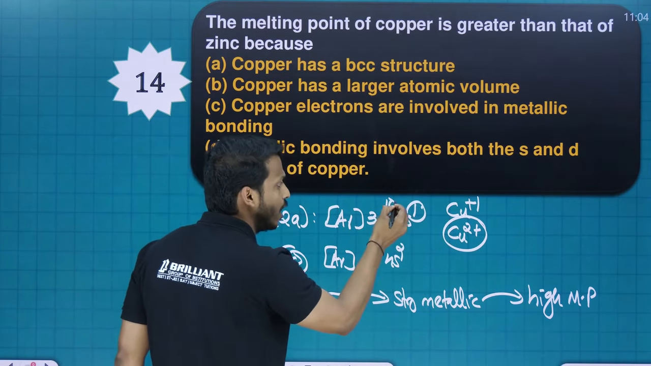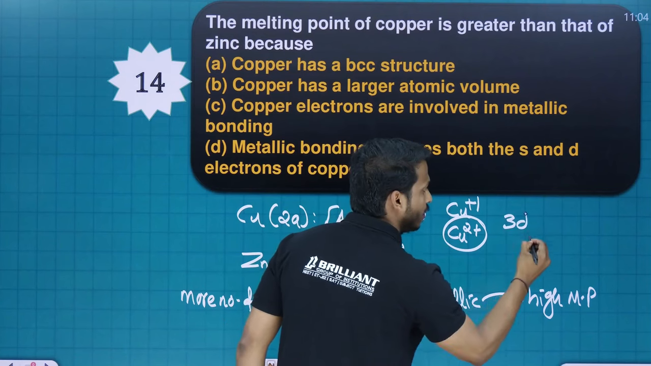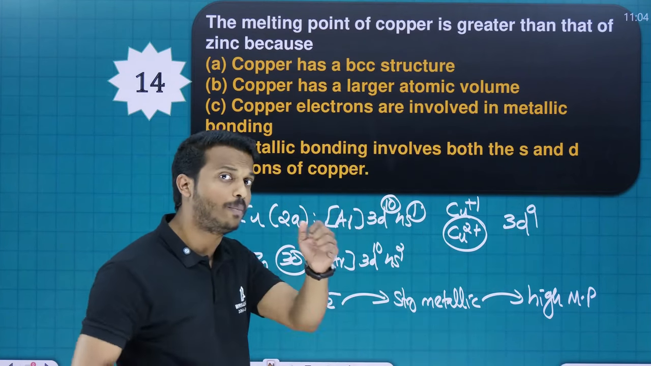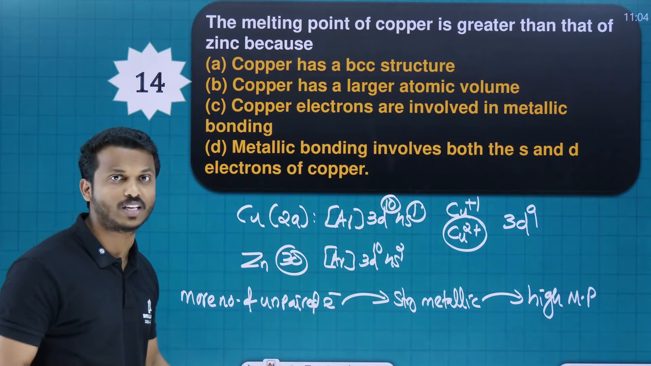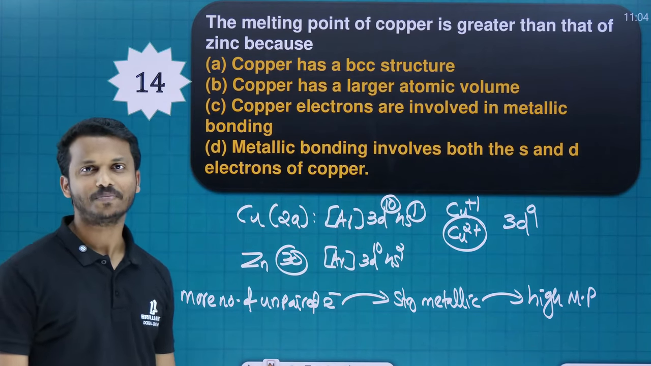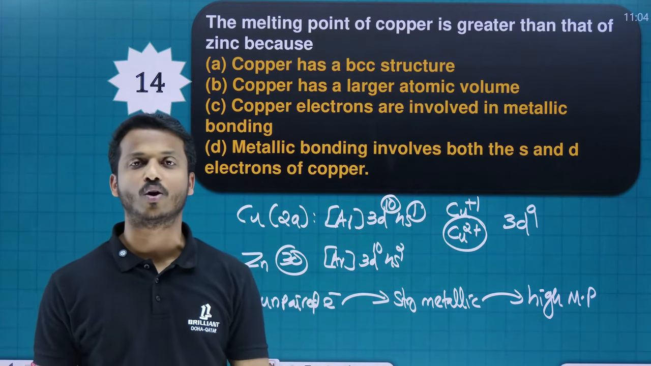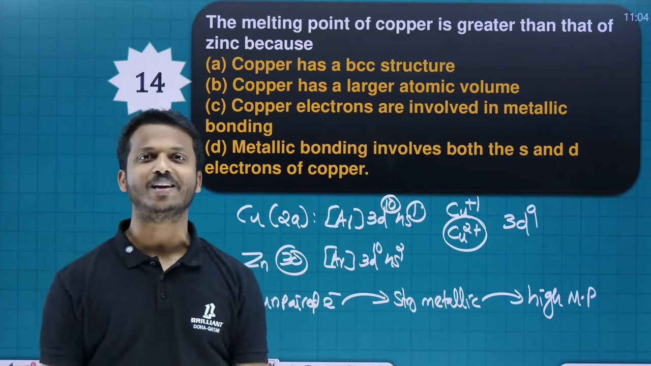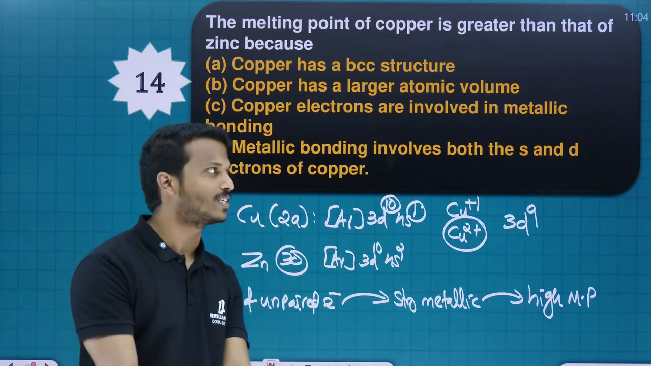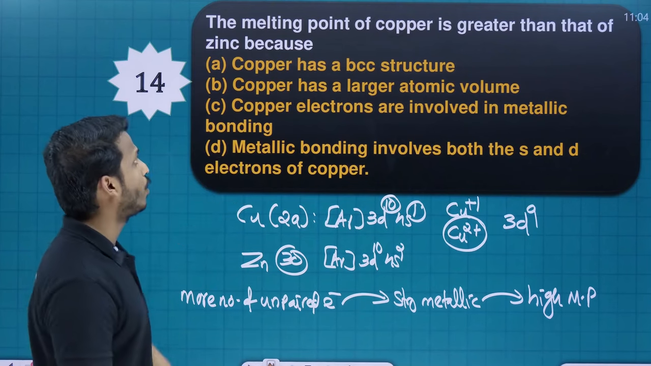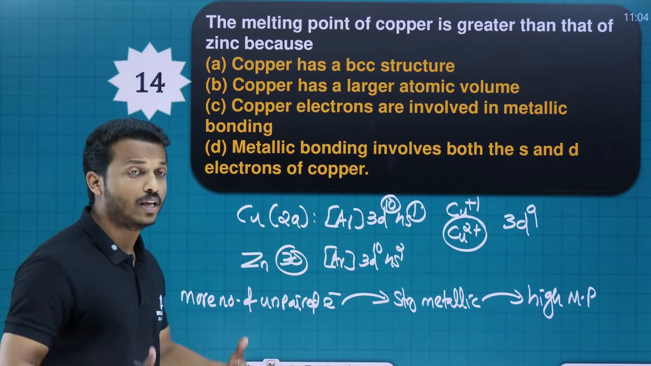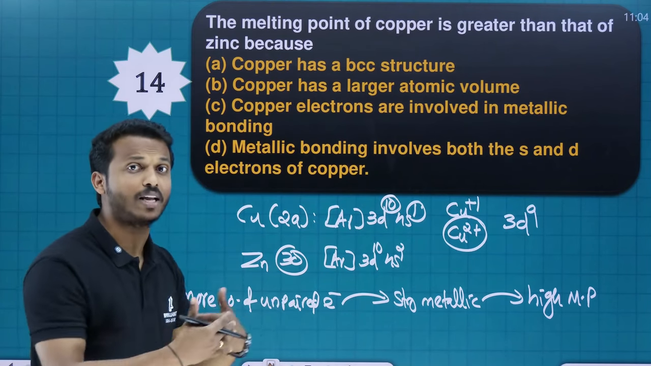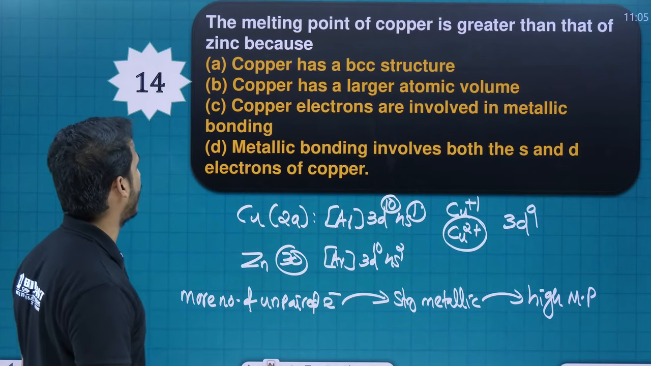One electron goes from here, one electron goes from here. It will be 3d9. 3d9 means there will be an unpaired electron. Yes, one unpaired electron is there. But in zinc there is no unpaired electron, so they form a very weak metallic bond, so their melting point is very low. So we can say the melting point of copper is greater because the unpaired electrons take part in bonding, which forms a very strong metallic bond.